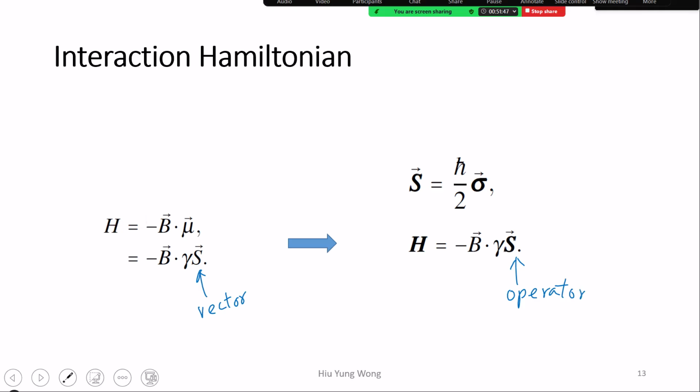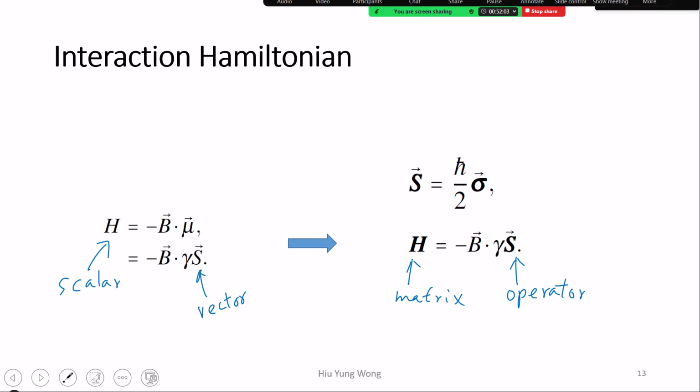This one gives me a scalar energy, and this one gives me a matrix. And this is the right way if you have a magnetic field going everywhere.